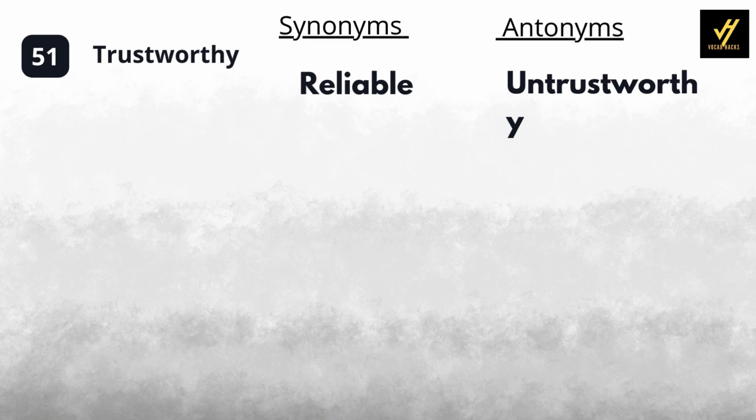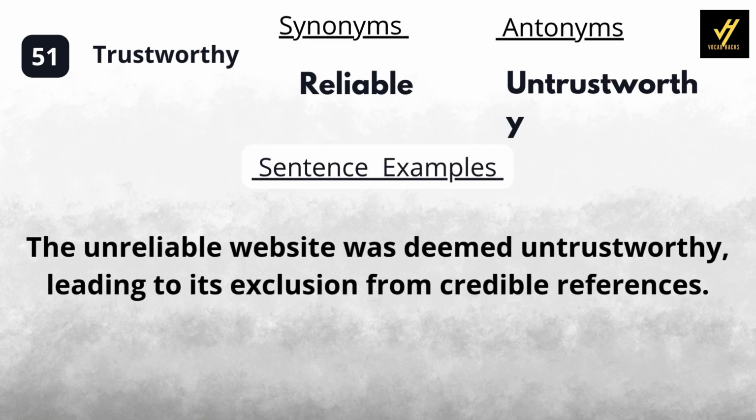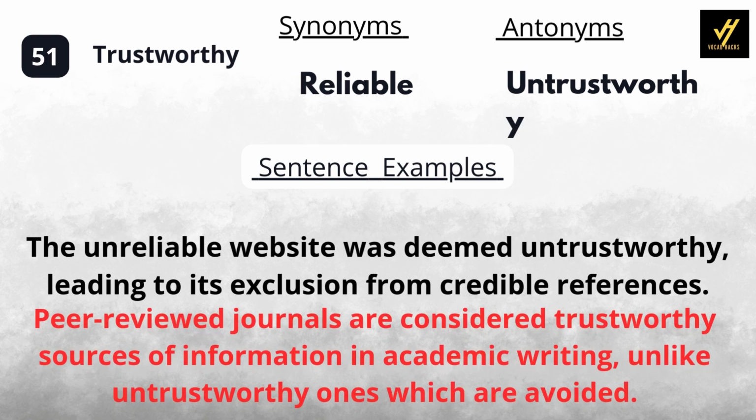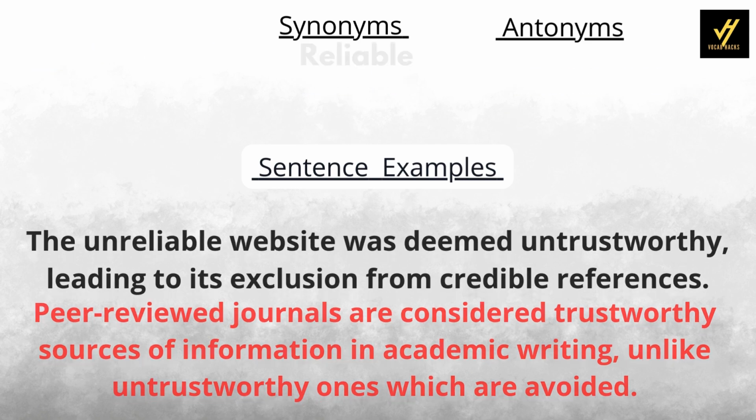Trustworthy, reliable, untrustworthy. The unreliable website was deemed untrustworthy, leading to its exclusion from credible references. Peer-reviewed journals are considered trustworthy sources of information in academic writing, unlike untrustworthy ones which are avoided.